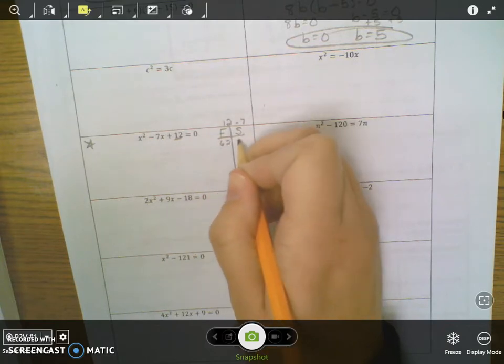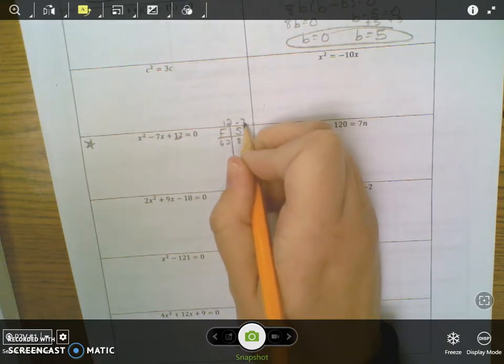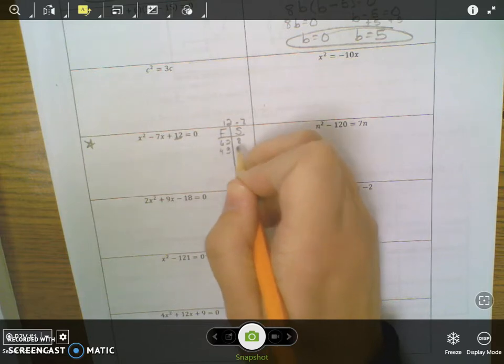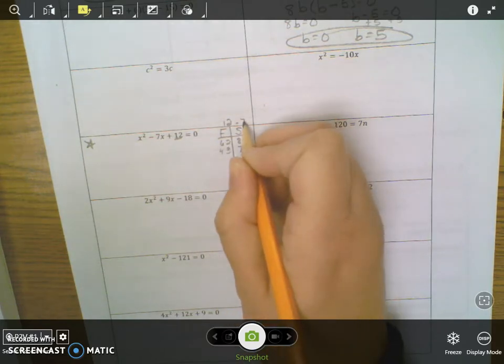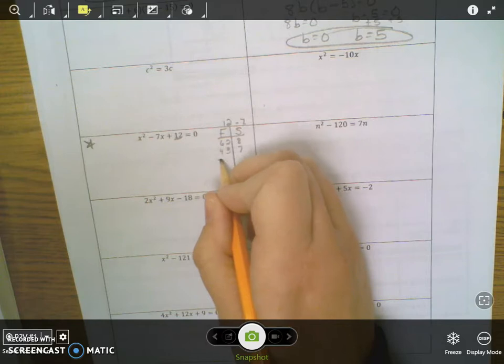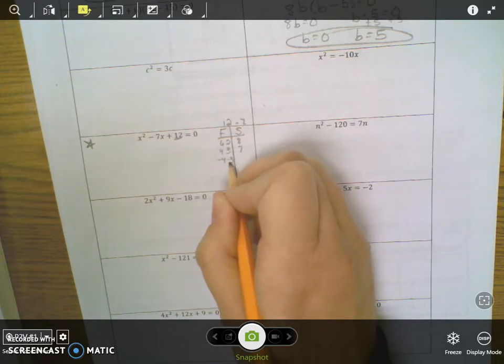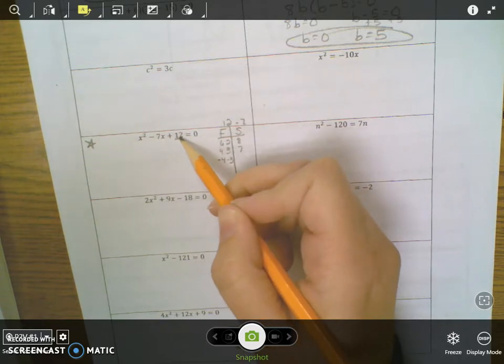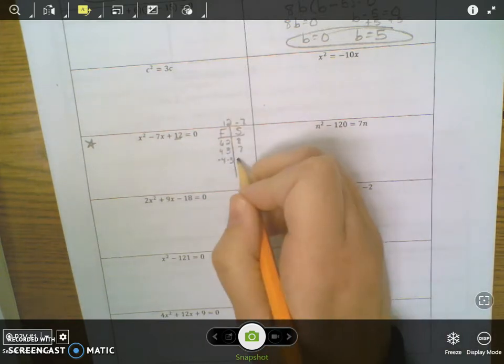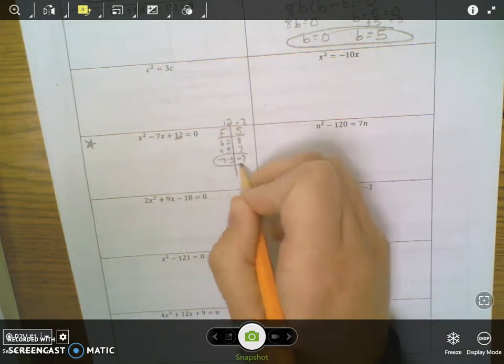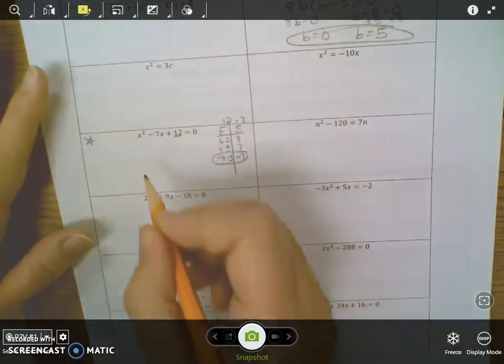But if I add those together, I get 8, which is not -7. So I'm going to try 4 and 3, which gives me 7, but not -7. So I'm going to try -4 and -3, because if I do -4 times -3, I get +12, and that will also give me -7. So this is the one I want to use right here.